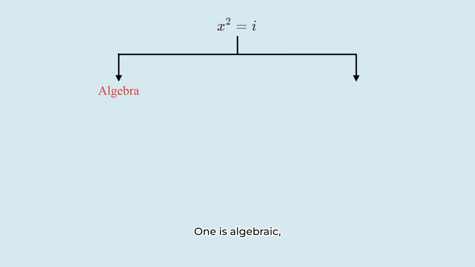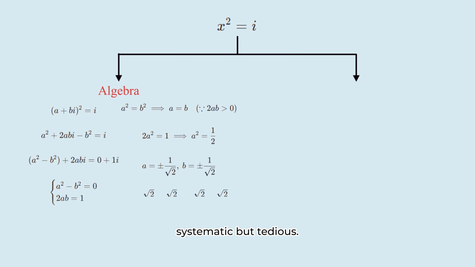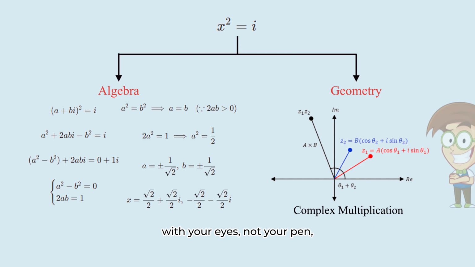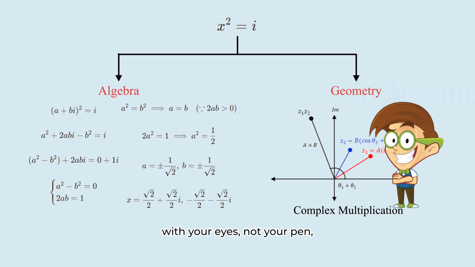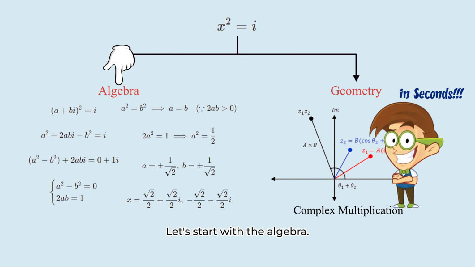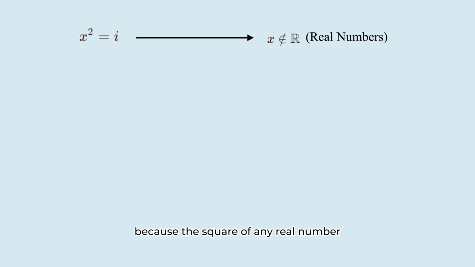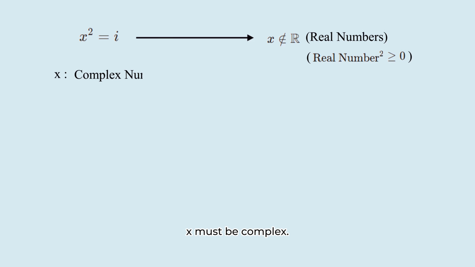One is algebraic, systematic, but tedious. The other is geometric. A single idea lets you solve the problem with your eyes, not your pen, even in seconds. Let's start with the algebra. According to this equation, x cannot be a real number because the square of any real number is always 0 or positive. X must be complex.